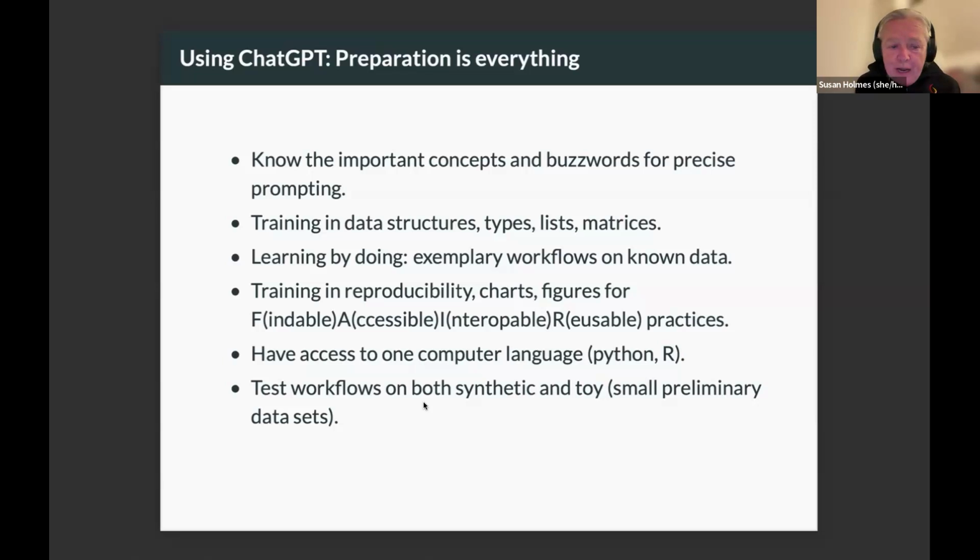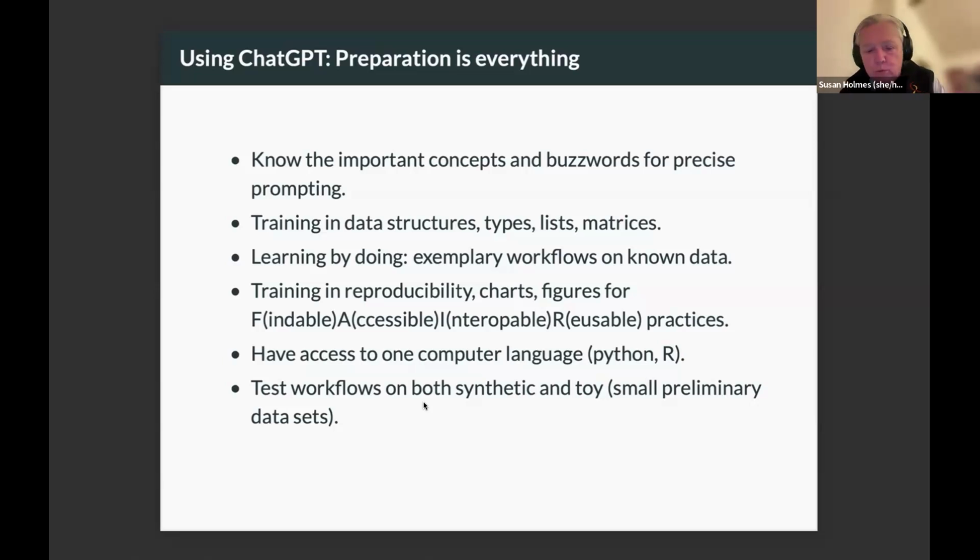And then we also provide training in what's called reproducible research, so that the charts or figures that you make, you can make them again and again so that they're reusable. And this is a standard nowadays in modern data structures to do something which is called FAIR practices, which are findable, accessible, interoperable, reusable. And of course, the preparation is the students have to know one of the computer languages.